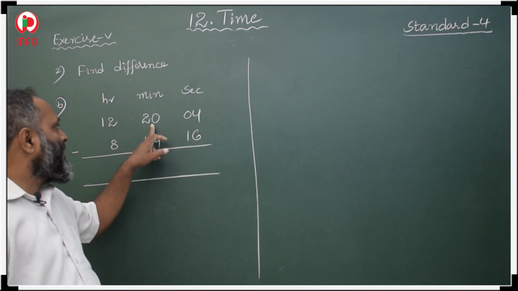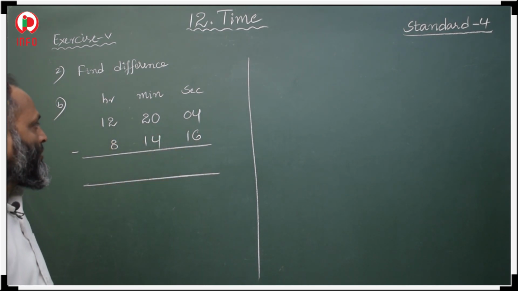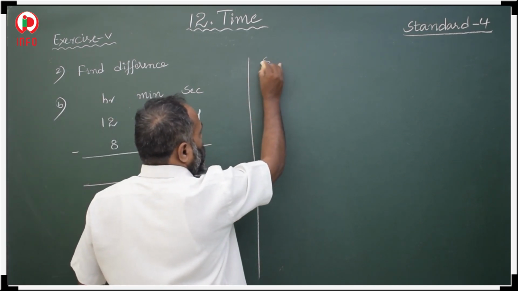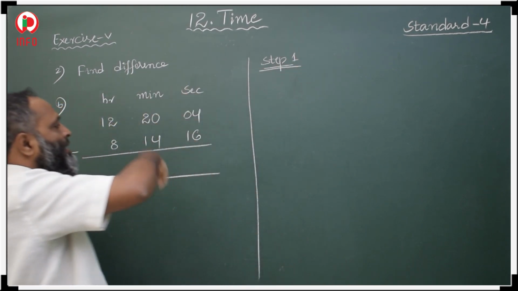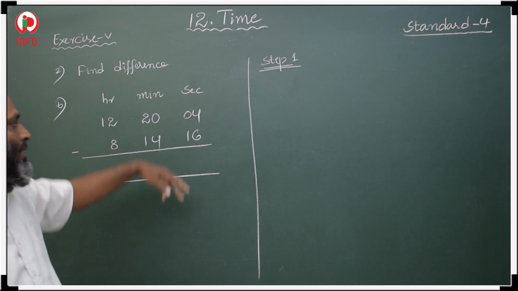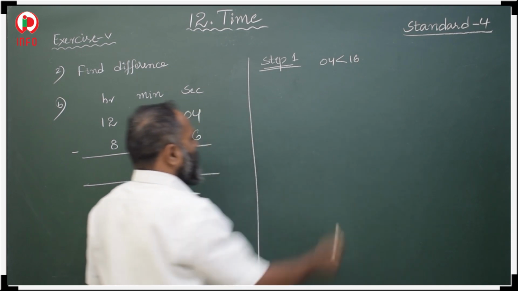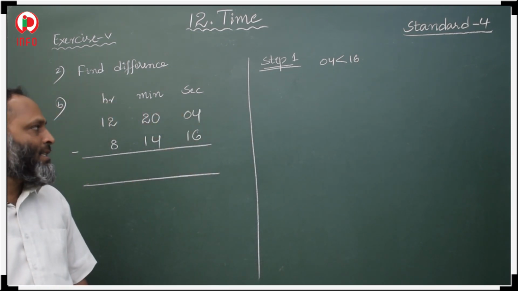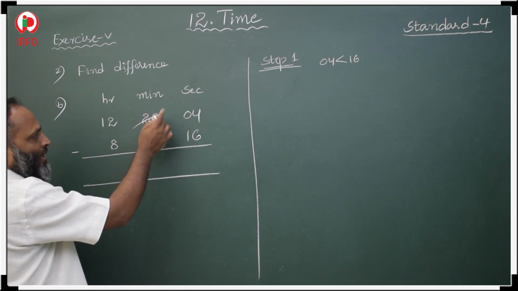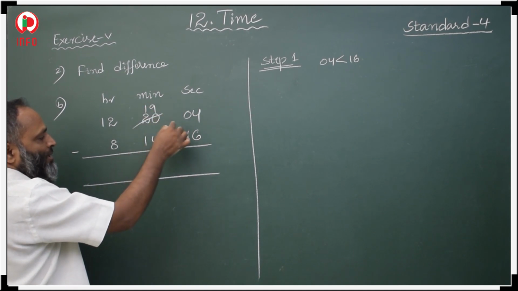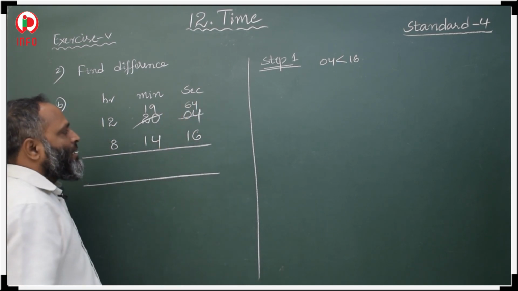So, 12 hours, 20 minutes, 4 seconds, minus 8 hours, 14 minutes, 16 seconds. We should subtract. Here, in step 1, the first seconds, so subtract seconds first. Here, 0, 4 means 4 seconds is less than 16 seconds. If 4 seconds is less than 16 seconds, then what to do? So, we should borrow 1 minute. Out of 20 minutes, if you take 1 minute borrow, you will get here 19 minutes. Here 1 minute means 60 seconds. 60 plus 4, 64. 64 seconds.